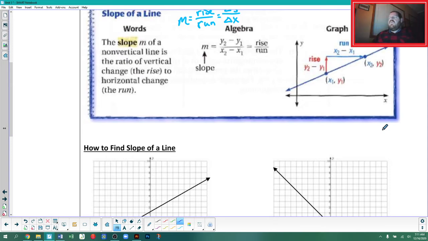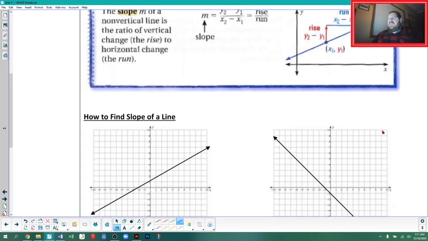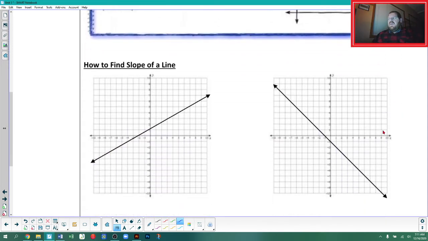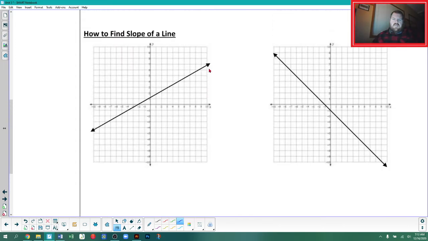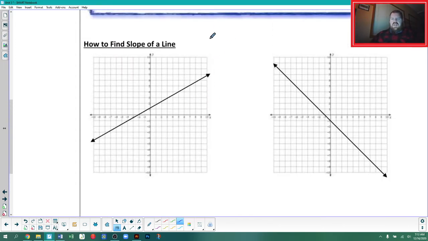And there's a multitude of places where we're going to be finding slope. But it all comes back to how to do it given a graph. So how to find the slope of a line. Okay, so how do we do that? Well, number one, and this is given a graph, I want to find 2 points.